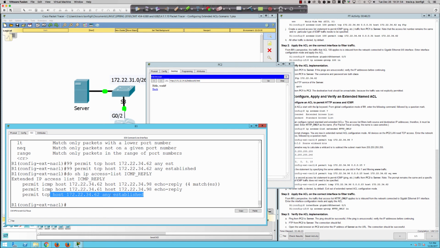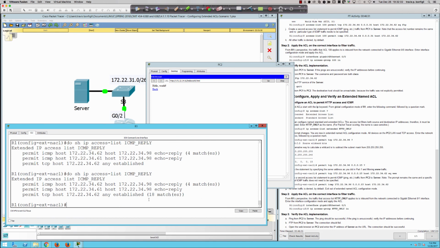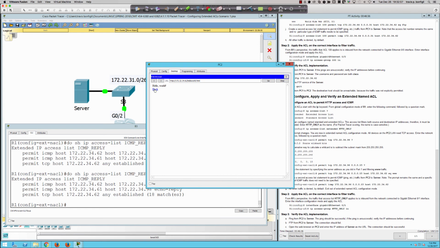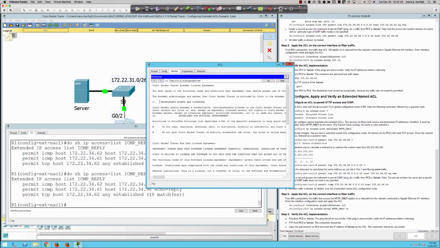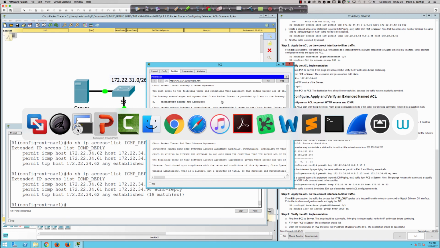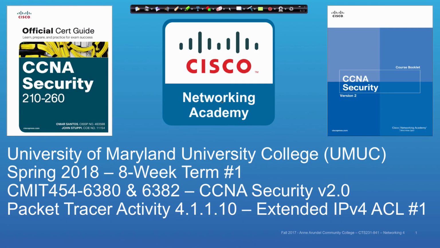As long as it's established, it will now be able to function, and you can see we've got some matches. It's going to show me how many matches we've got. It's allowed to function because the SYN packet that initiates the HTTP session will be responded to with a SYN ACK. And then all other conversational pieces of the conversation will have acknowledgement packets coming back, so those will be allowed to come back through. All right, well, this is going to wrap up our first conversation on extended IPv4 ACLs.